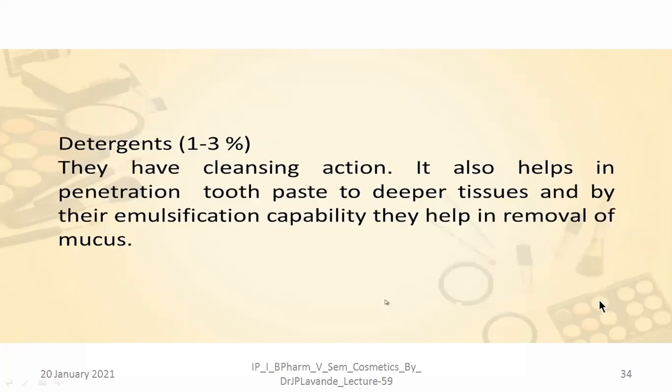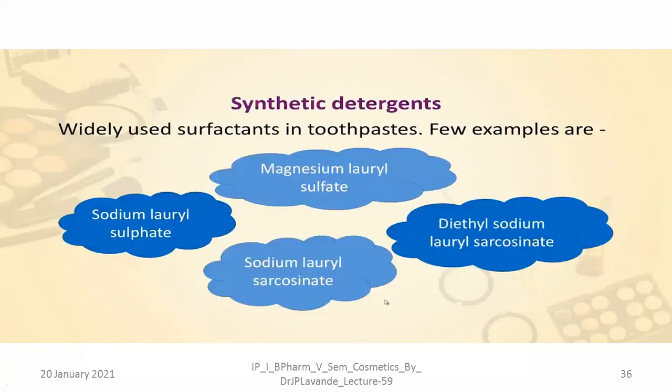Detergents are used in 1 to 3% concentration, and because of their property of foam formation, they can be used to clean the teeth. So they have a cleansing action. It helps in penetration of the toothpaste to the deeper tissues, and by their emulsification capability, they help in the removal of mucus. Then there are synthetic detergents, widely used surfactants in toothpaste. A few examples are magnesium lauryl sulfate, sodium lauryl sulfate, sodium lauryl sarcosinate, and diethyl sodium lauryl sarcosinate.